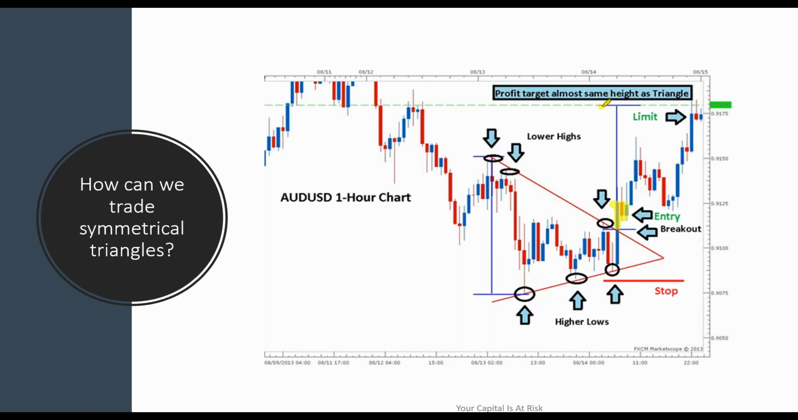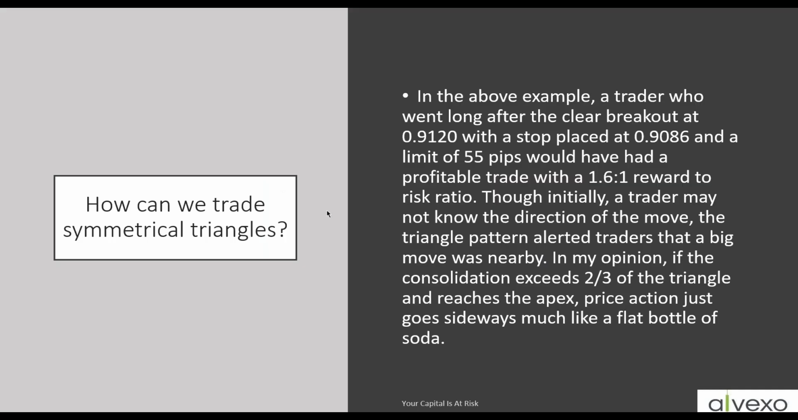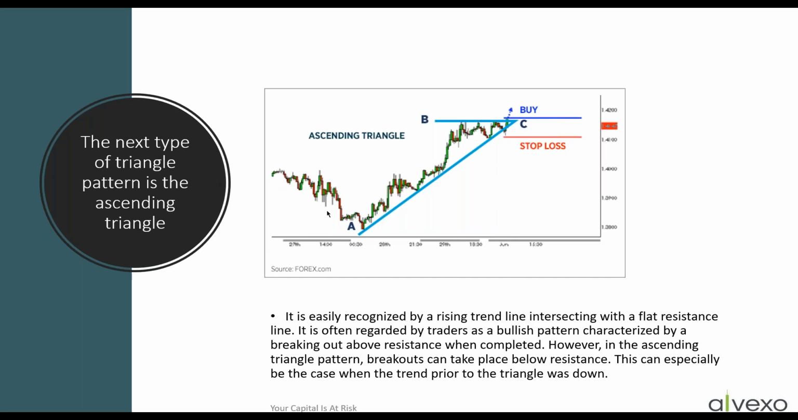We would set our limit based on this width, and our stop loss 10 pips below the swing low, the lowest swing low right before the breakout. So we do the same no matter which way the triangle is forming.